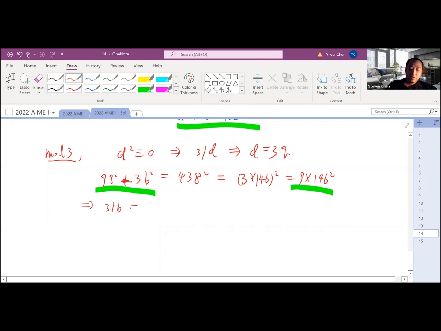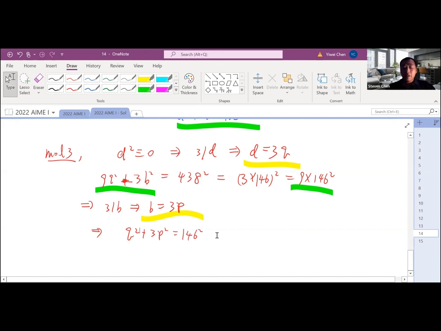Given this fact, we can write b as 3 times a multiplier. Let me denote it as p. So let's plug it into the equation above. And we can divide by 9 on both sides of the equation. So we get the following equation: q squared + 3p squared is equal to 146 squared. Okay? So yeah, let me highlight these conditions in yellow here.